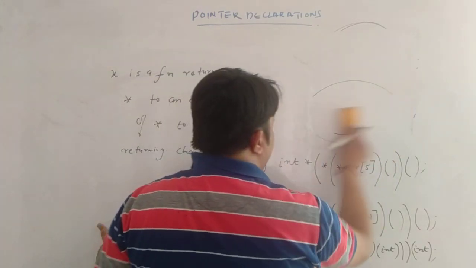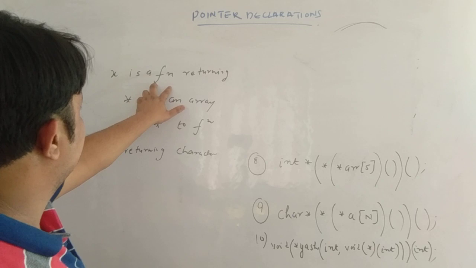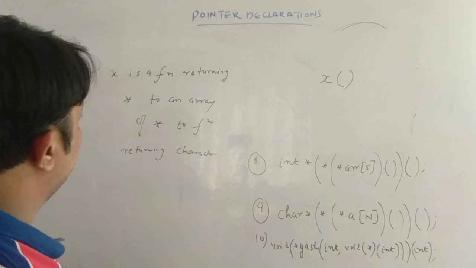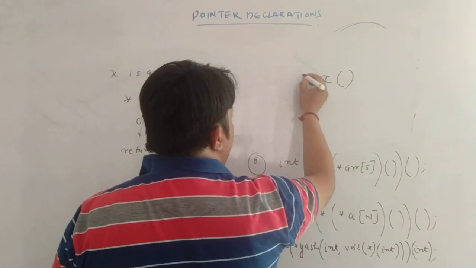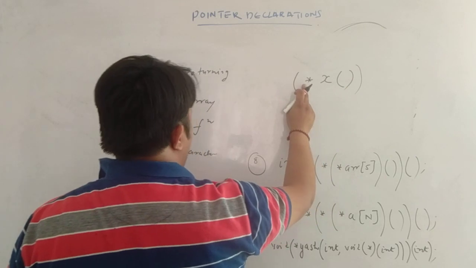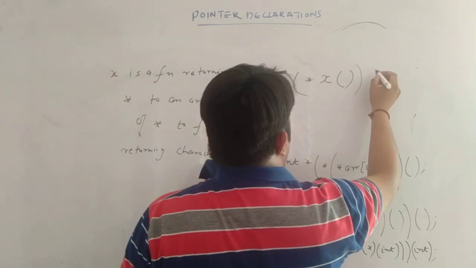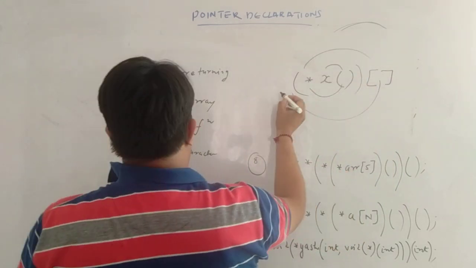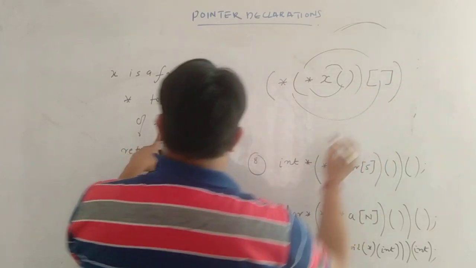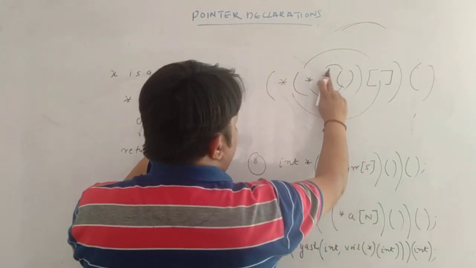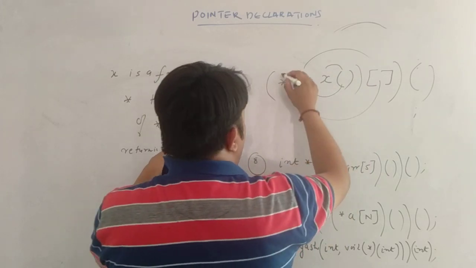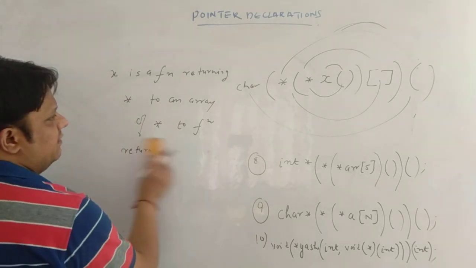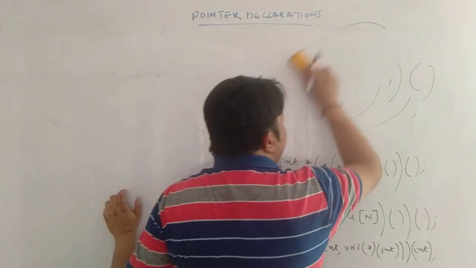So let's suppose given this only, x is a function. x is a function returning what? Pointer. So x is a function returning pointer to an array. x is a function returning pointer to an array of what? Array of pointer to a function. So x is a function returning pointer to an array of pointer to a function returning what? Character. So this is how you can write this.